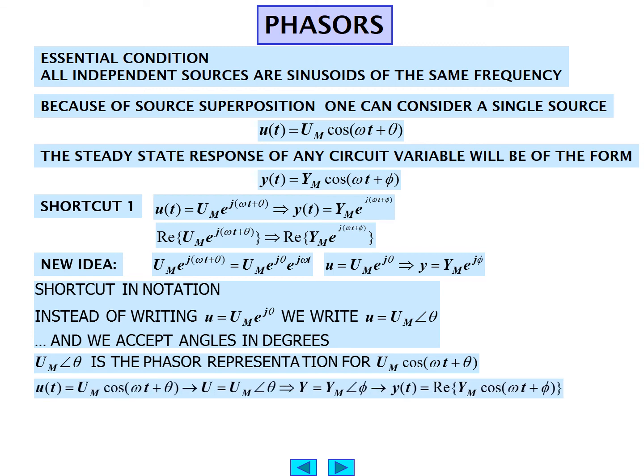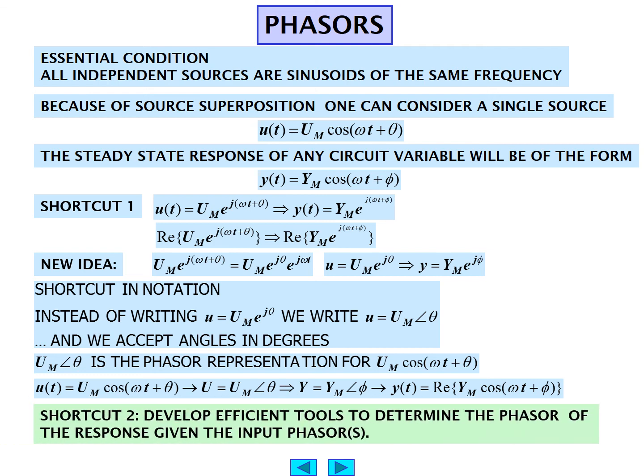So u of t is equal to u sub m cosine quantity omega t plus theta, which is the same way of writing it as u sub m angle theta, and the same way with the forcing function results, y, we'd get y sub m angle phi, and we could relate that back to some function of time as the real part of y sub m cosine omega t plus phi as a result. We develop efficient tools then to determine the phasor response given the input phasors. That's going to be our shortcut.